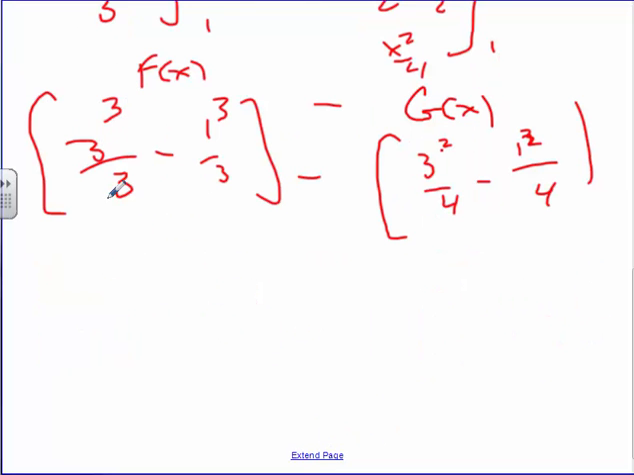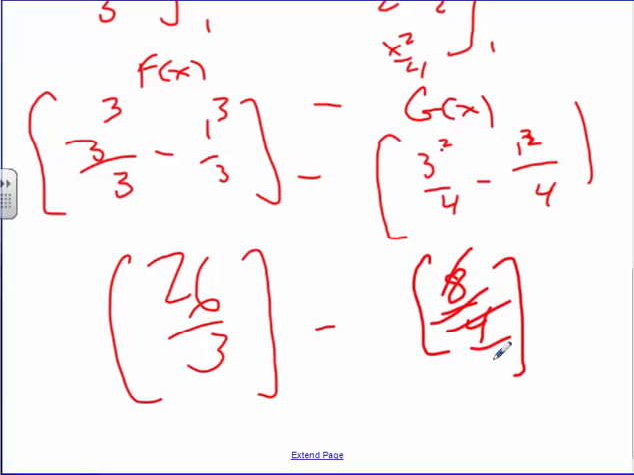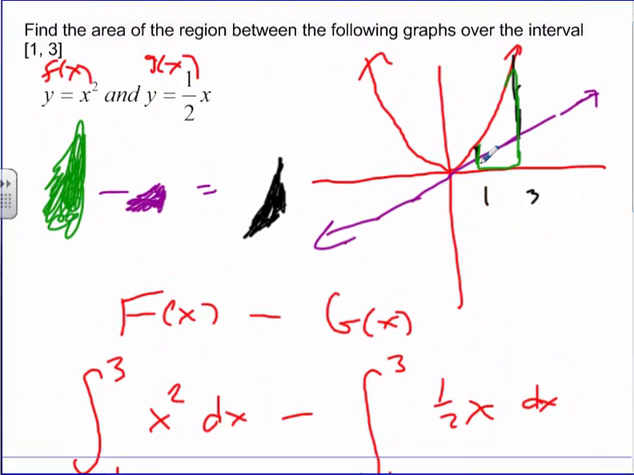Okay, well, 3 cubed is 27 minus 1 is going to be 26 over 3. This is the area of the large graph. And this is going to be 9 minus 1, which is going to give me 8 over 4. Which 8 over 4 is really just 2. So this is the area of the big graph. This is the area of the small graph, right? Even the 2 makes sense. Doesn't it? Shouldn't 2 be kind of the area from 1 to 3 right here?